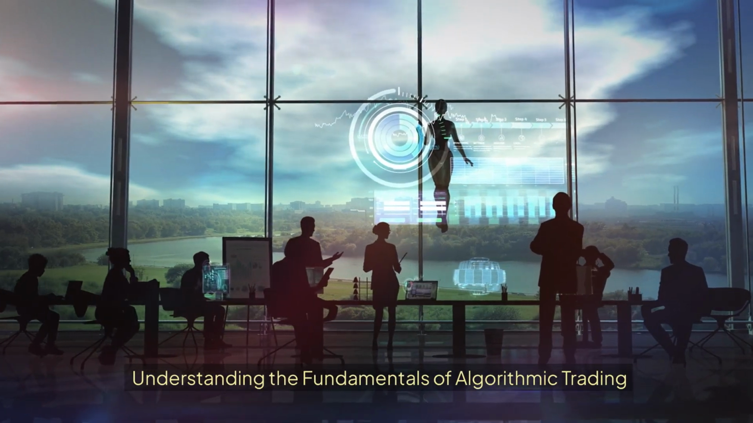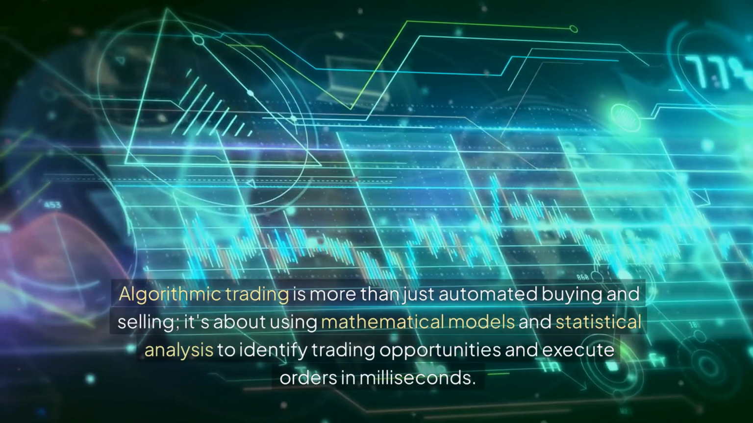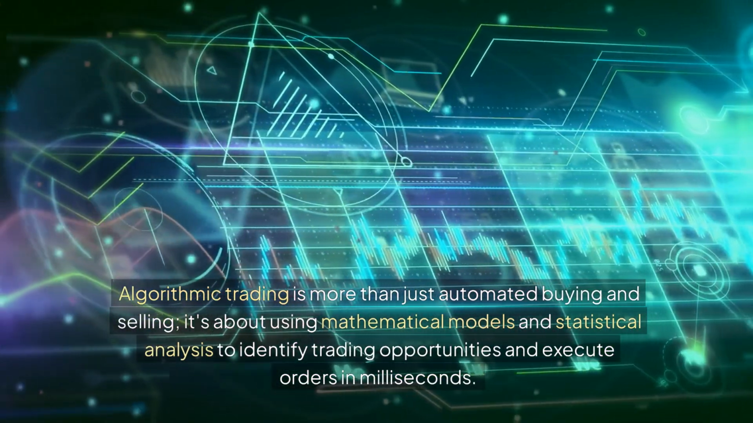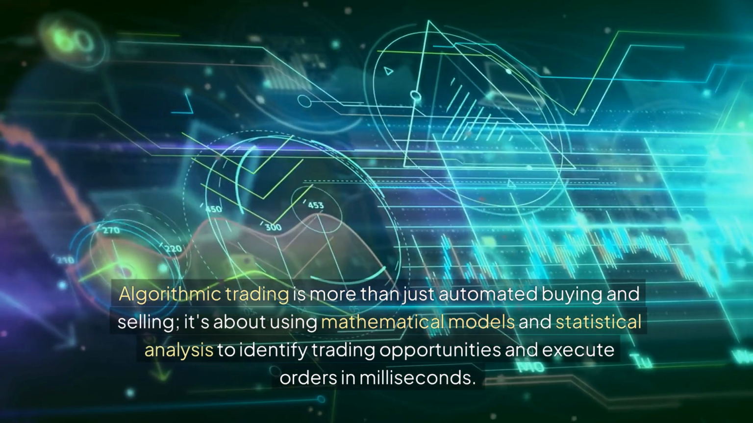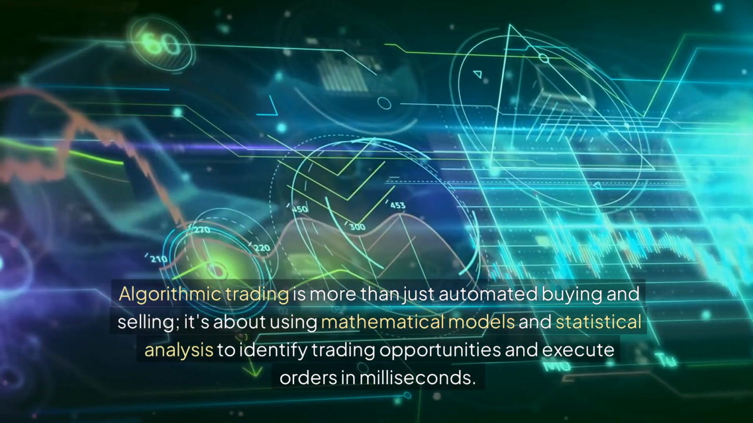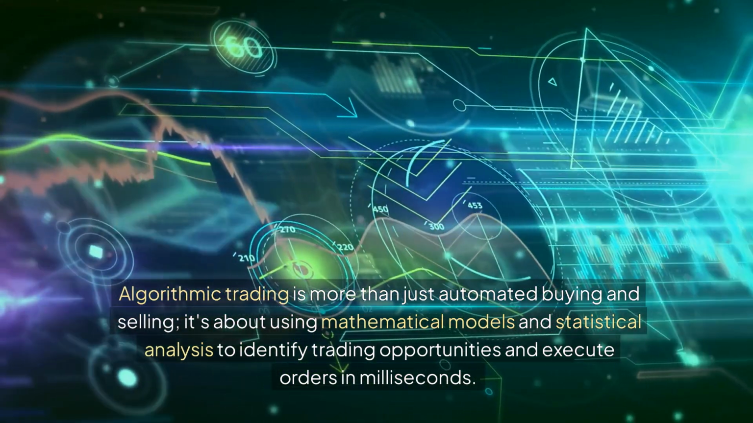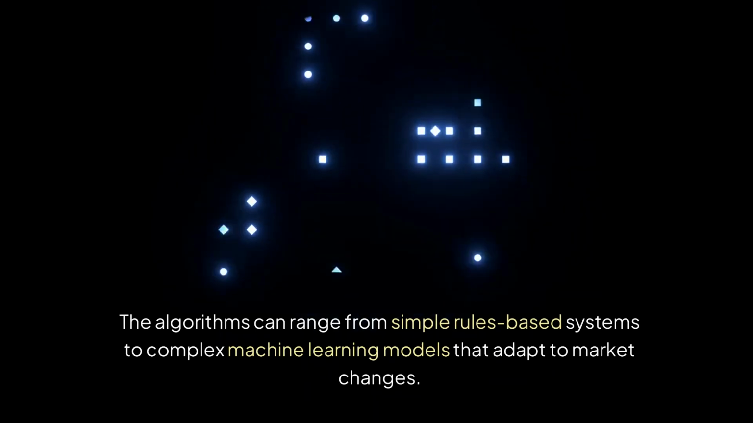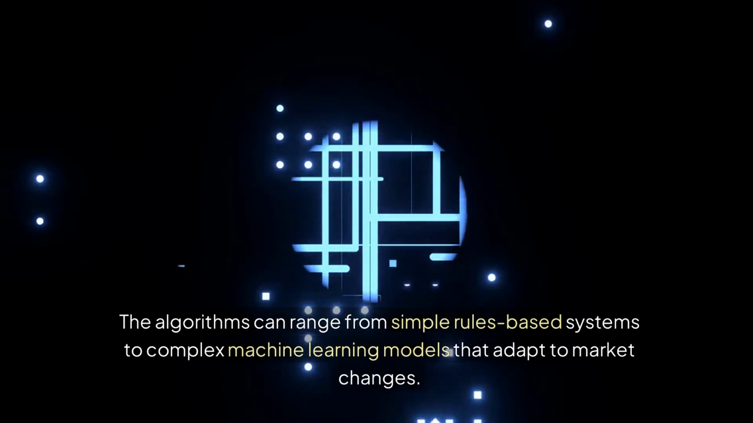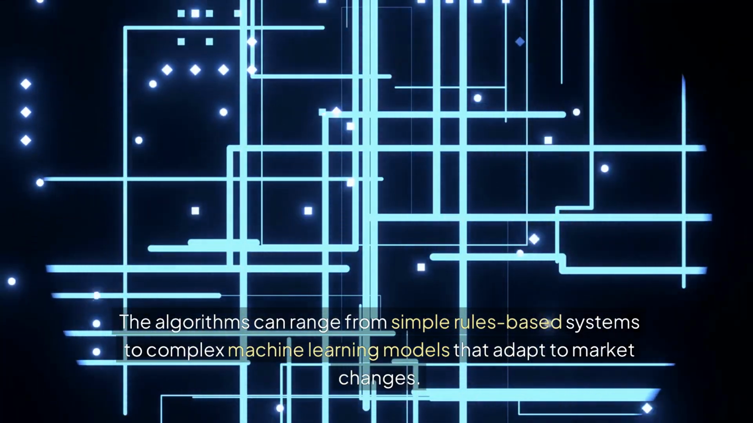Understanding the fundamentals of algorithmic trading. Algorithmic trading is more than just automated buying and selling. It's about using mathematical models and statistical analysis to identify trading opportunities and execute orders in milliseconds. The algorithms can range from simple rules-based systems to complex machine learning models that adapt to market changes.